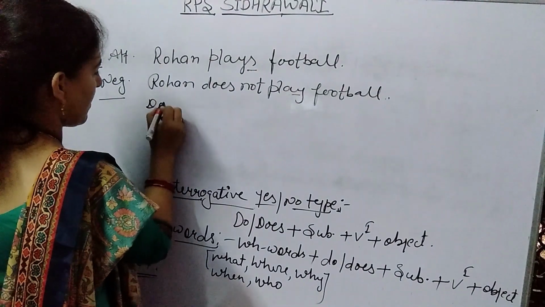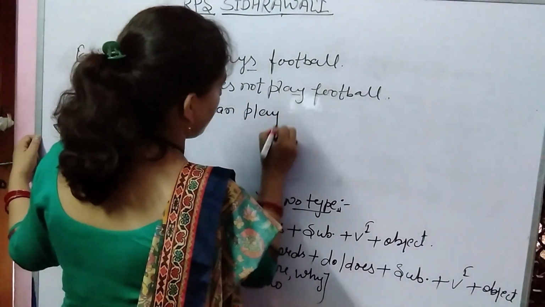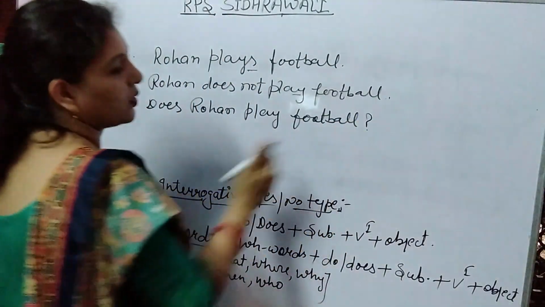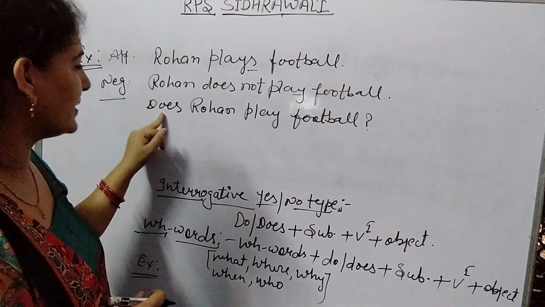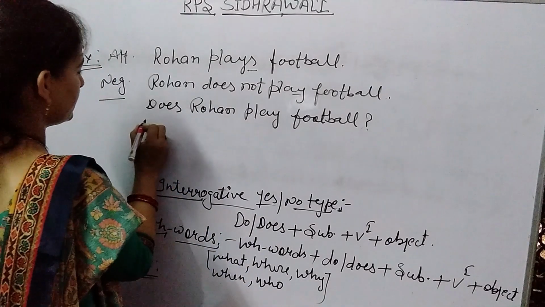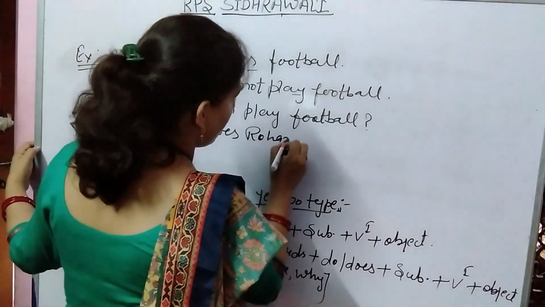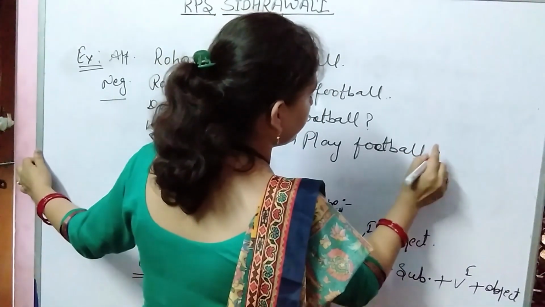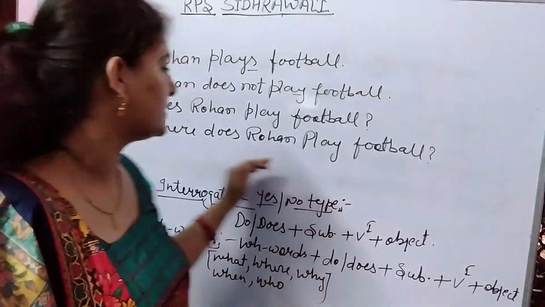Interrogative, and we use a question mark at the last. This is the yes-no type question: Does Rohan play football? क्या रोहन फुटबॉल खेलता है? If we use WH words, where does Rohan play football? Where does Rohan play football? रोहन फुटबॉल कहाँ खेलता है? ठीक है.